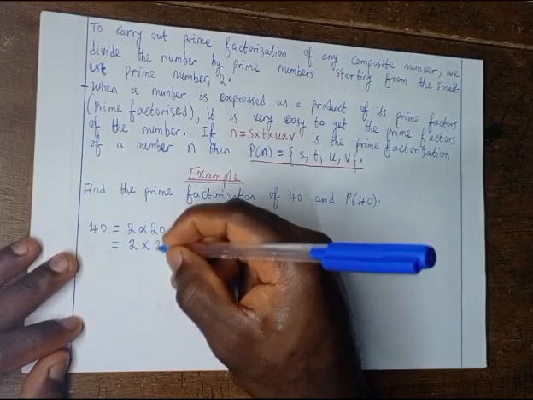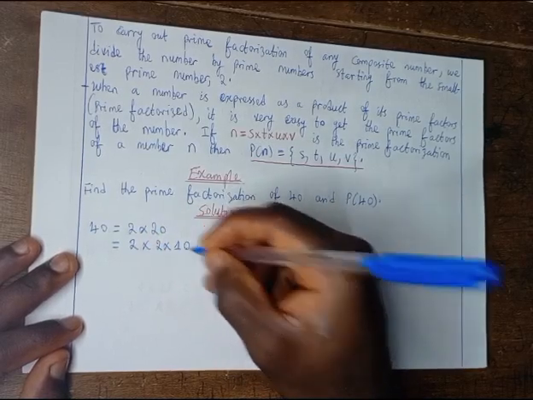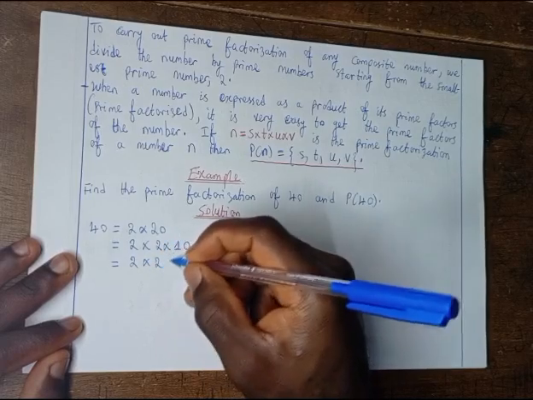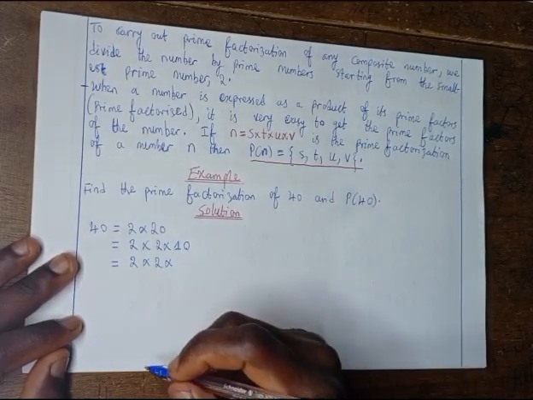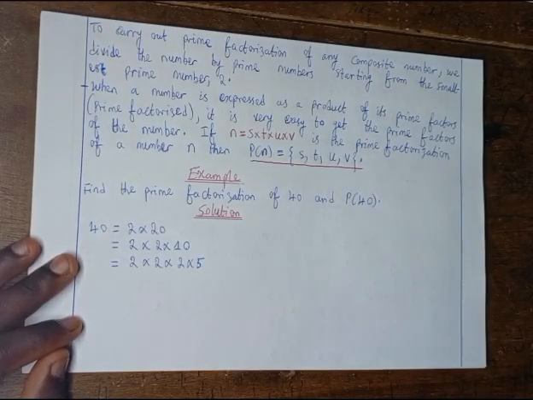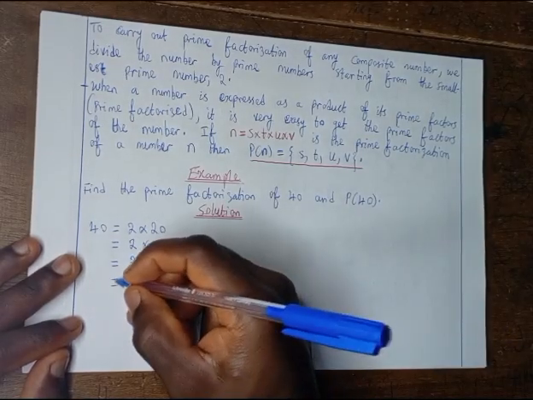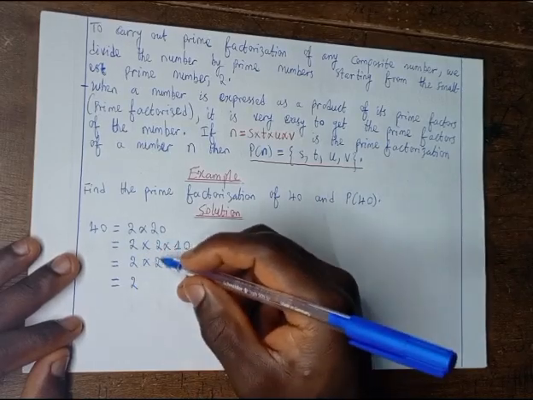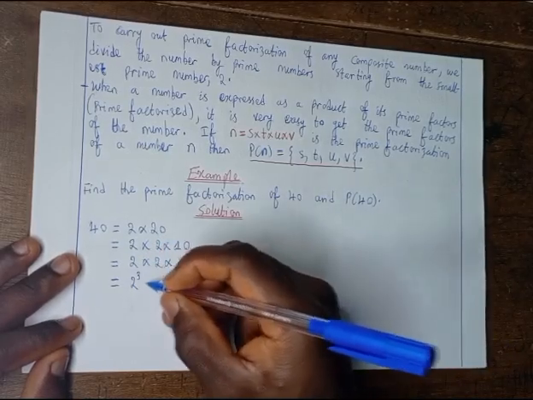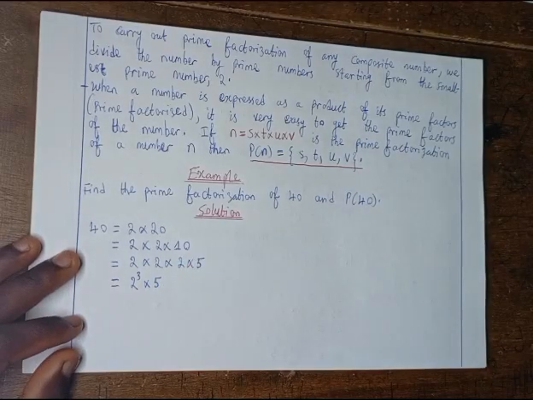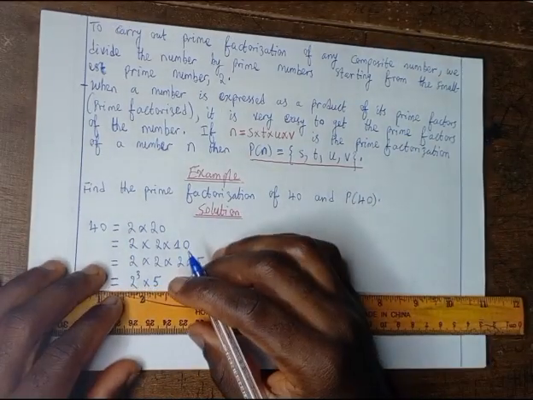This will give us 2 times 2 times 10. 10 divided by 2 gives us 5, so we have 2 times 2 times 2 times 5. Applying the rules of power, here we are going to obtain 2 raised to the power 3 times 5. This is the prime factorization of the number 40.